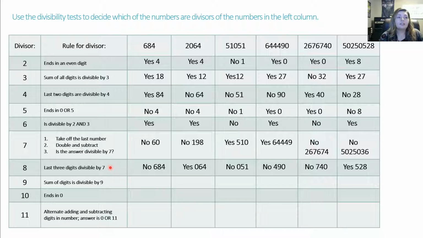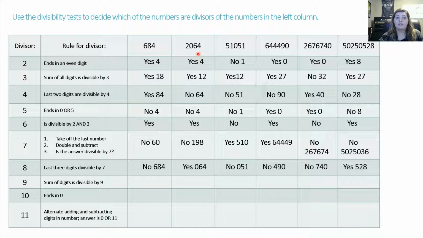So are the last 3 digits divisible by 7? Now, whenever we say the last 3 digits, what if the number is only 3 digits? Well, then it's just those 3 digits. So 684 is not divisible by 7.